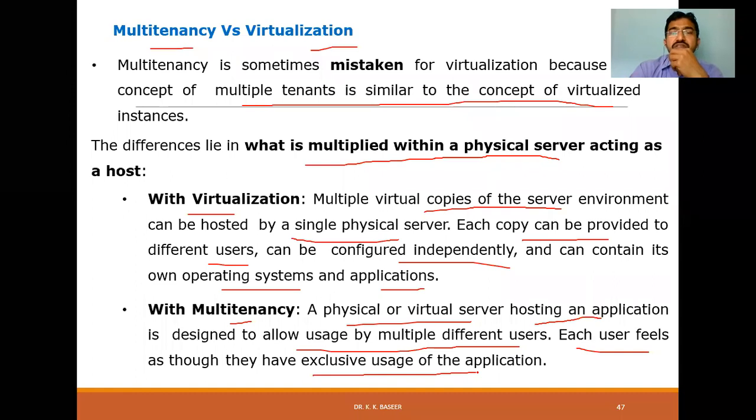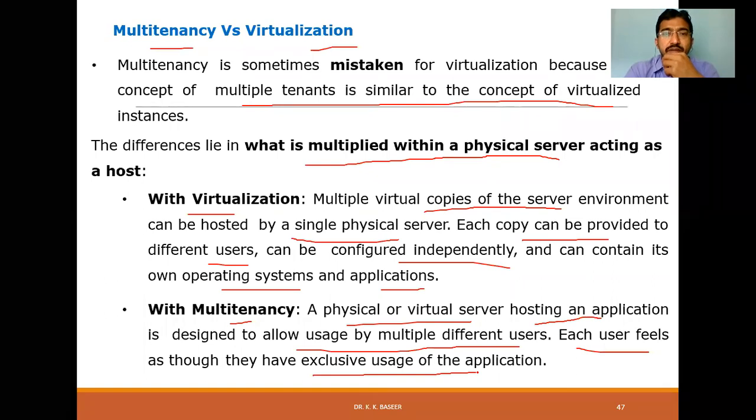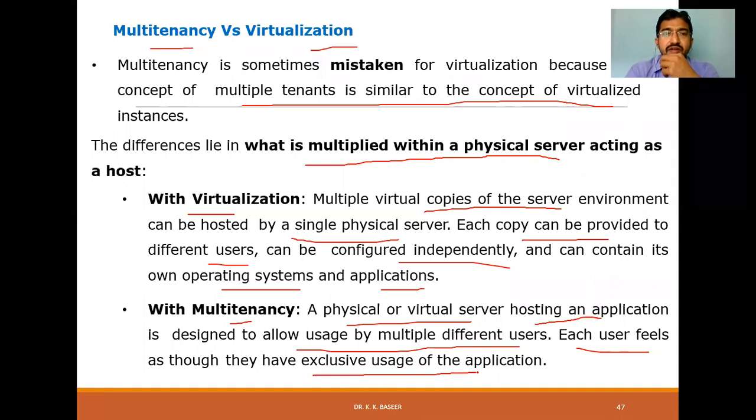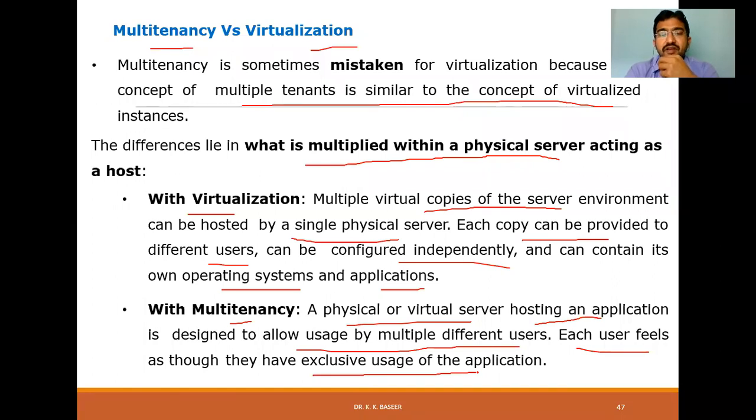What difference you are observing here is that in virtualization, we have our own hardware, own operating system, own applications, whereas here we allow usage by multiple different users. So multi-tenancy focuses mainly on applications, whereas virtualization focuses not only on applications, but also separate OS, separate configuration, and separate hardware. In multi-tenancy only one application can be accessed in multiple ways, but in virtualization you separate not only applications but also their own OSs and configurations.